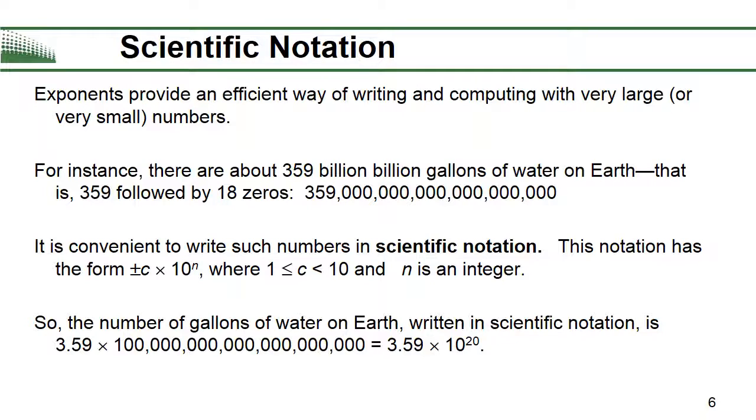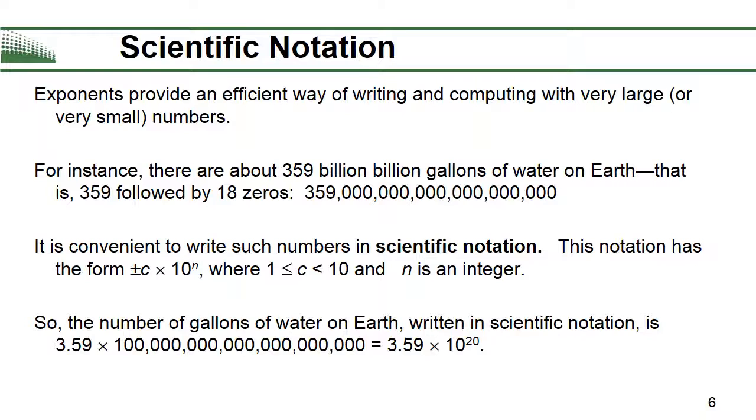Exponents are a great way to write very large numbers or very small numbers. There's an example. There's 359 billion gallons of water, and you see the number written out there. It's much easier to write it using scientific notation, which you see at the bottom of the notes, 3.59 times 10 to the 20th. With scientific notation, the decimal goes after the first number. So it goes after the 3.59.